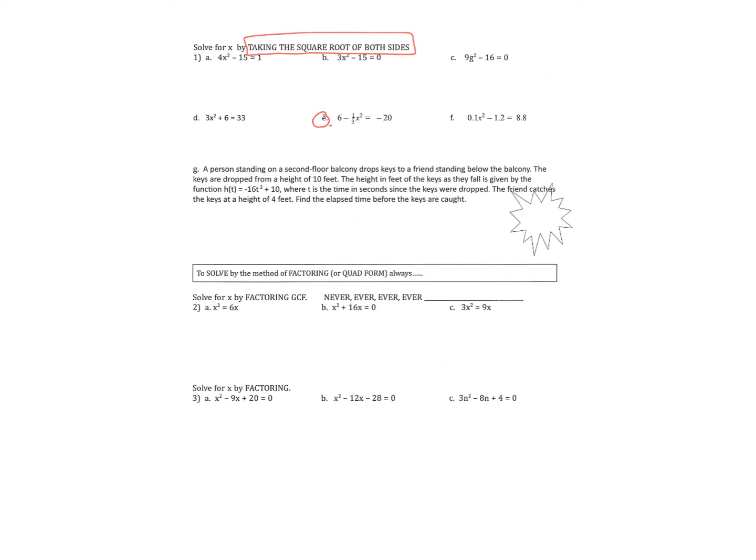I'm going to begin by subtracting 6 from both sides. I get negative 1/3 x squared equals negative 26. Now I need to multiply both sides by the reciprocal of 1/3, and it's a negative, so I'm going to make it a negative reciprocal, which would be 3/1. I'm going to multiply both sides by that. My 1s, my 3s, my negatives, everything cancels when I multiply by the reciprocal, and I get x squared equals positive 78. So now I'm going to take the square root of both sides.